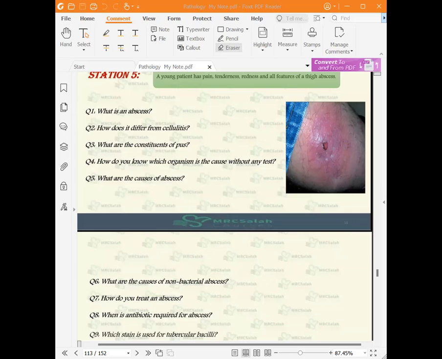The solid part consists of dead and live bacteria, neutrophils, and macrophages, plus dead human cells, plus fibrin network. This is a complete answer.